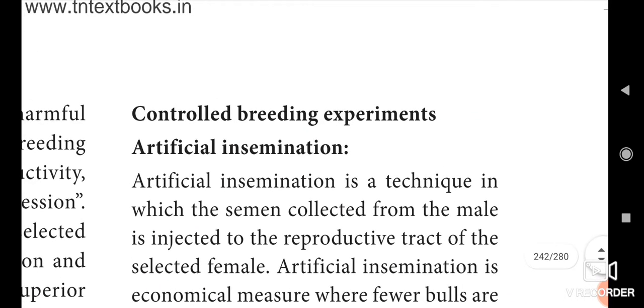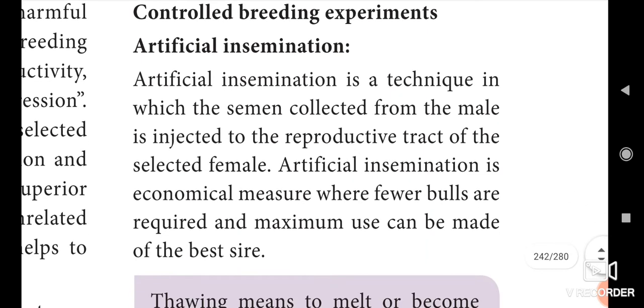Next we see about the controlled breeding experiment, that is the artificial insemination method. Here artificial insemination is a technique in which the semen collected from the male is injected into the reproductive tract of the selected female. Okay, this is artificial fertilization. Okay, this happens in human beings also. We want to collect the semen, means sperms, from the male and inject that semen into the reproductive tract of the female.